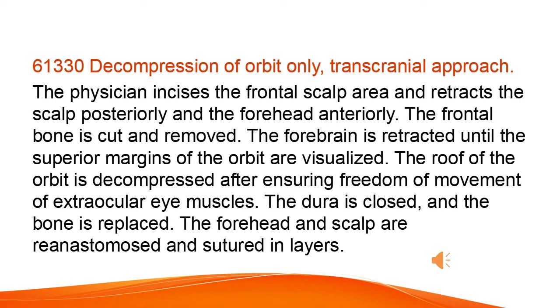Decompression of orbit only, transcranial approach. The physician incises the frontal scalp area and retracts the scalp posteriorly and the forehead anteriorly. The frontal bone is cut and removed. The forebrain is retracted until the superior margins of the orbit are visualized. The roof of the orbit is decompressed after ensuring freedom of movement of extraocular eye muscles. The dura is closed, and the bone is replaced. The forehead and scalp are reanastomosed and sutured in layers.